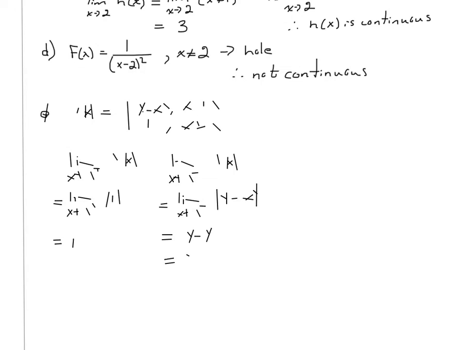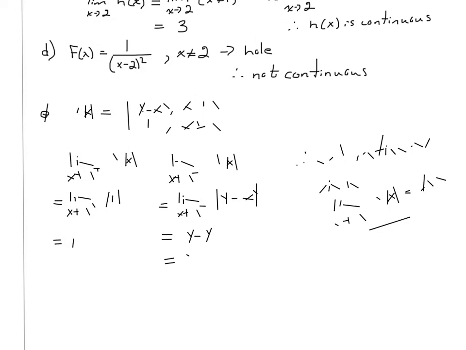The limit doesn't exist, therefore not continuous, since the limit of x approaching 2 of our function g of x does not exist. Remember, it must exist and be equal to our function value.